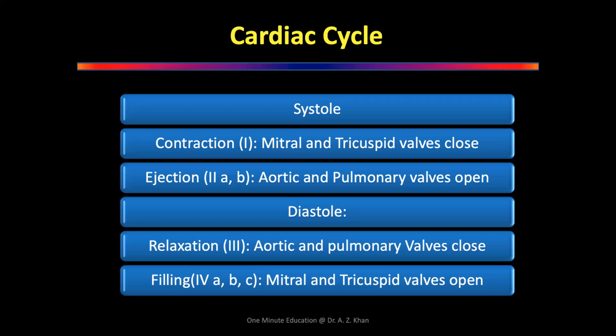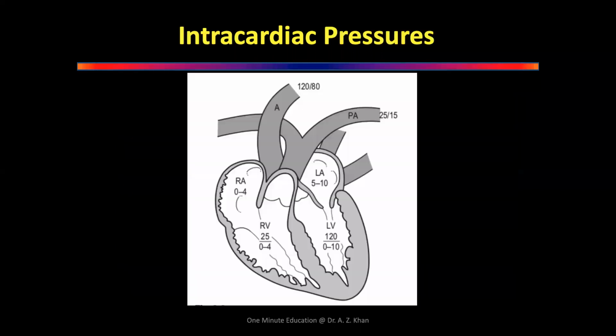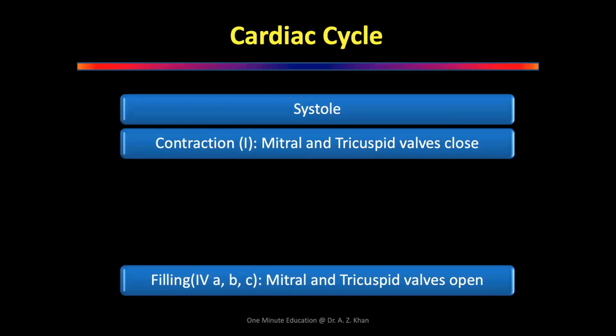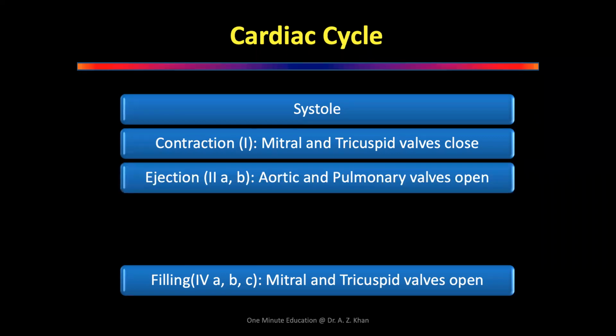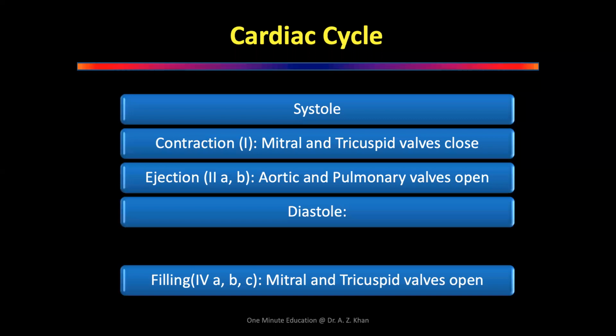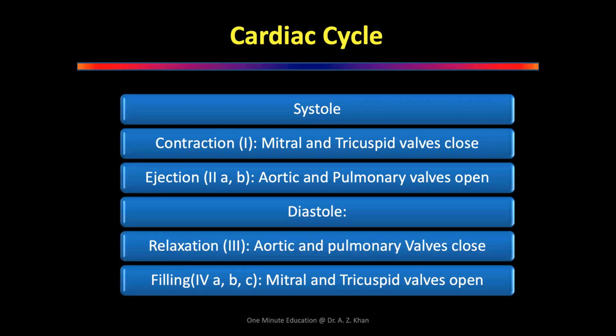This is a very important slide. This is the key to all understanding of physiology of the heart. So I will go through this again. Starts with systole, contraction, mitral and tricuspid valve closes. Ejection, which is stage 2A and B, aortic and pulmonary valves open. Diastole, which is relaxation, stage 3, aortic and pulmonary valve close. And then fourth is filling, which is mitral and tricuspid valves open.